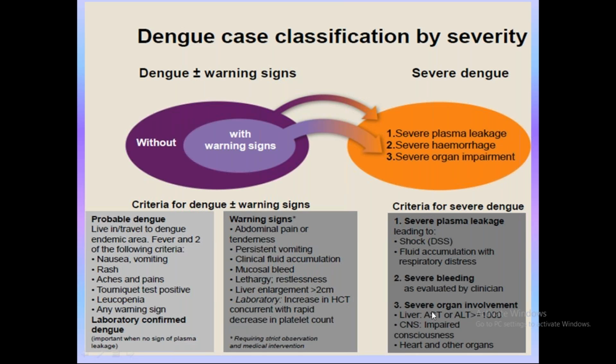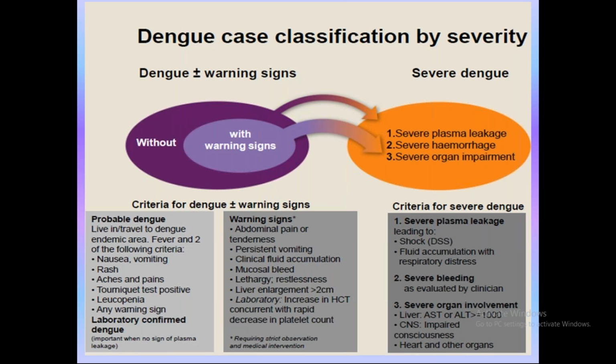Severe bleeding and severe organ involvement. How do you know severe organ involvement? If you do a liver function test, liver enzymes like AST and ALT will be raised more than 1000 times. And for CNS involvement, you can assess the GCS, the Glasgow Coma Scale, or the child usually has impaired consciousness, usually a GCS of less than 7 or 8.